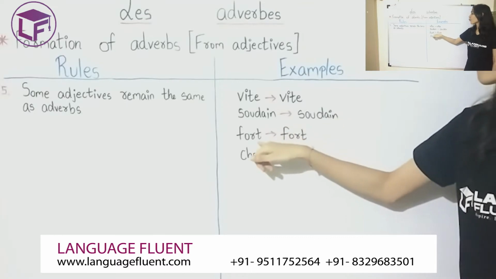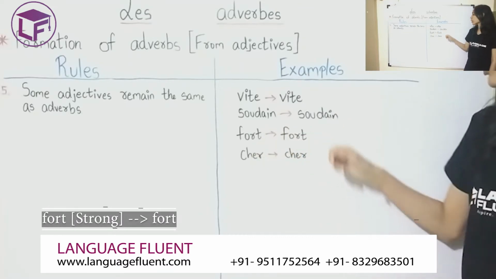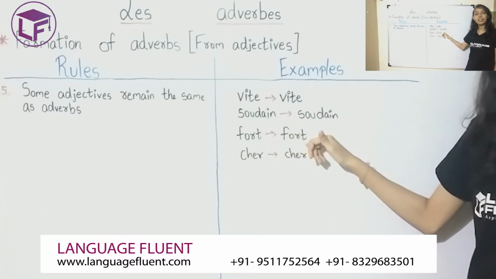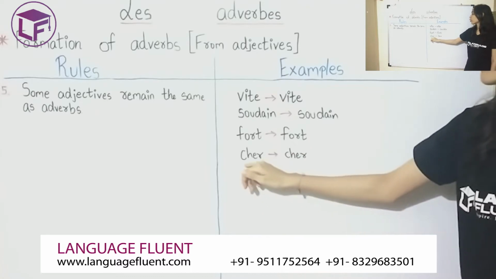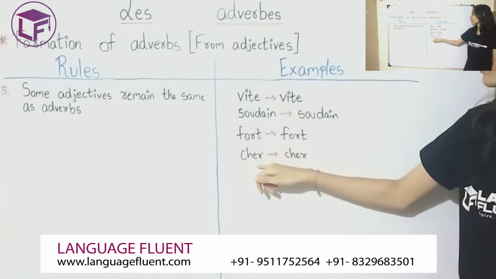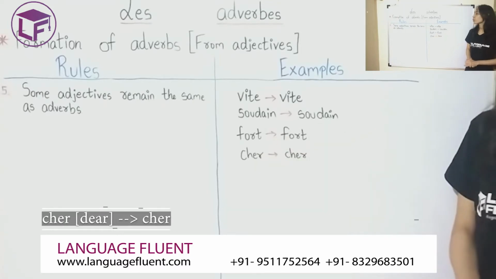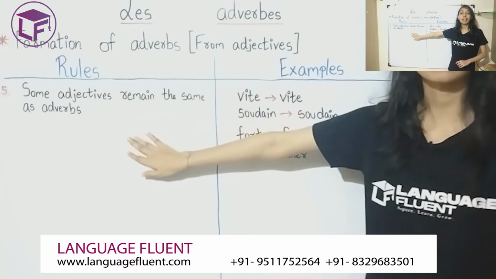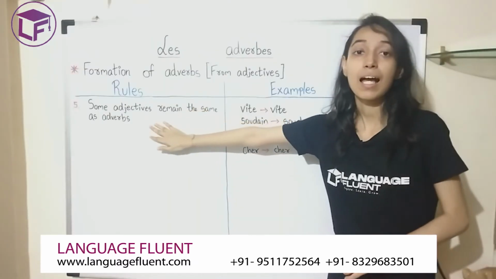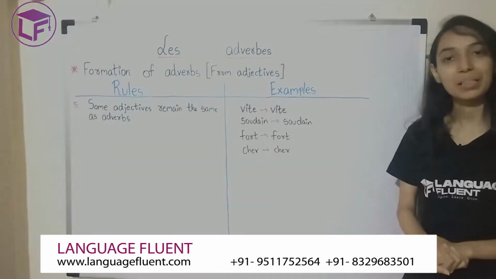Then we have fort, which is strong. So here this is an adjective and this is an adverb as well. And the last example is cher. Here cher is considered to be an adjective and adverb as well. So you need to remember this last and very important rule that some adjectives remain the same as adverbs, and these are the important 4 examples of it.